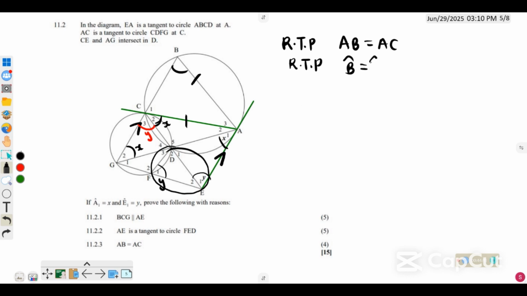is equal to the angle C1, because that's the only reason which can allow you to conclude that those sides are equal. Angles opposite equal sides, or sides opposite equal angles. If two sides are equal to each other in a triangle, then those angles opposite those sides are equal. If two angles are equal to each other in a triangle, then those sides opposite those angles are also equal. Right, so now we need to figure this out.